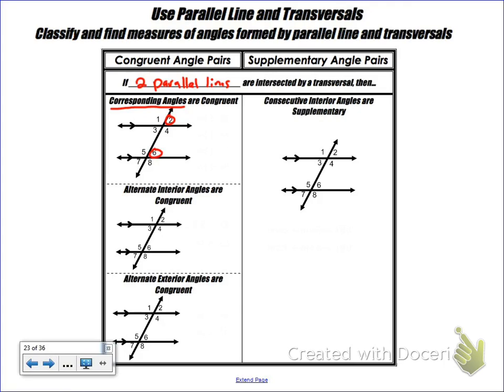Angle 2 and 6 are corresponding angles as well. They would be congruent. Angles 3 and 7 are corresponding angles, and they're congruent as well. And then angles 4 and 8 will be congruent.